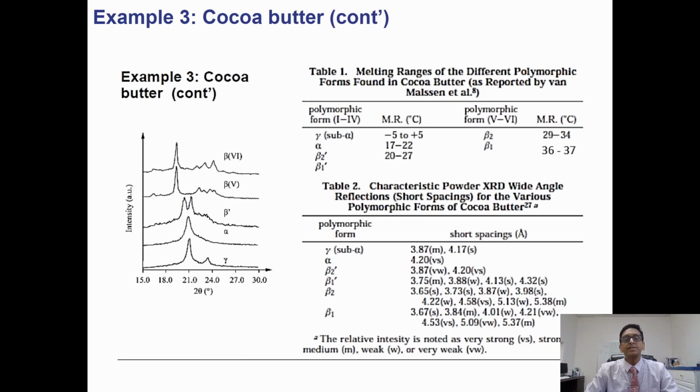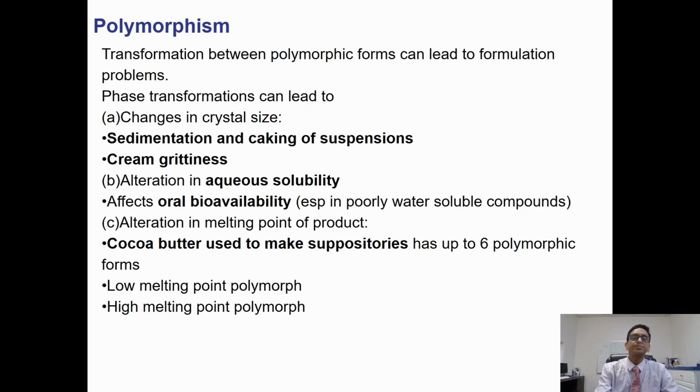This slide depicts the polymorphic forms of cocoa butter as analyzed, and each polymorph has a different identified melting point by DSC study, differential scanning calorimetric study. So polymorphism is going to play a very important role in the formulation development of a stable API with a stable dosage form.